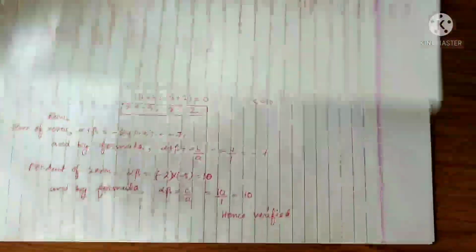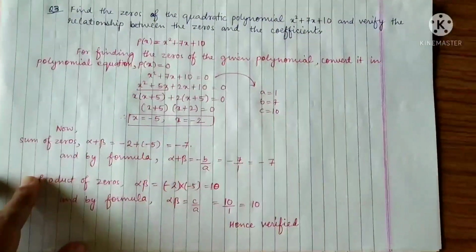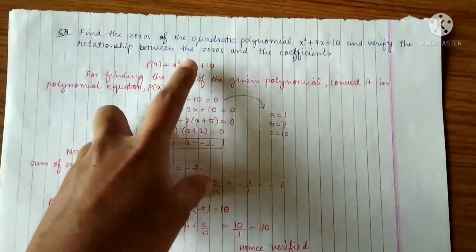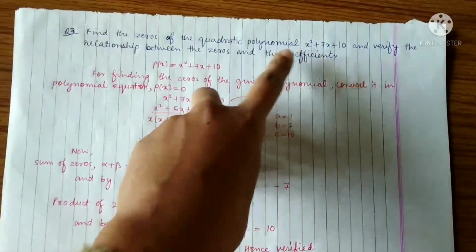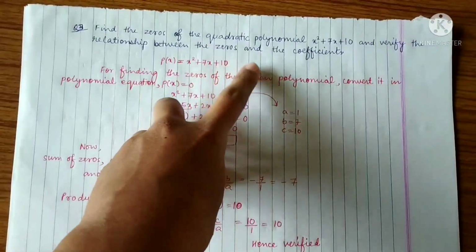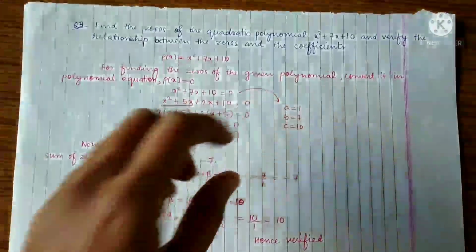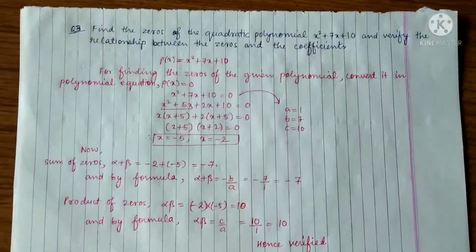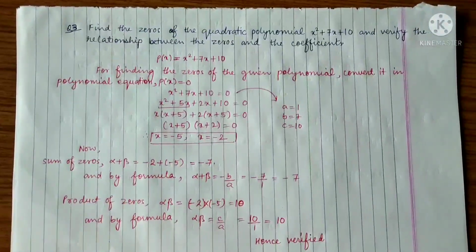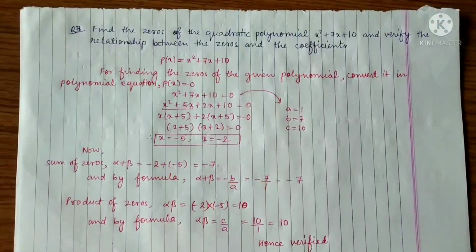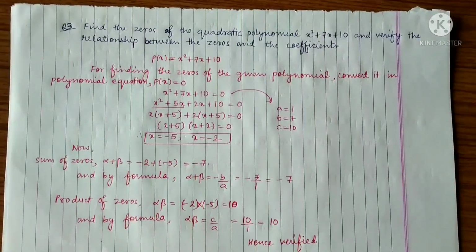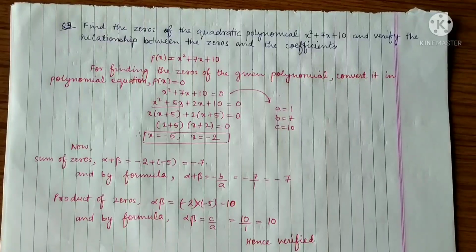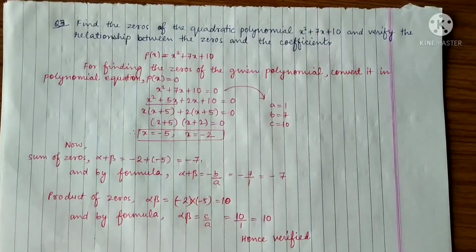Moving on further, our next question is, find the zeros of the quadratic polynomial x square plus 7x plus 10 and verify the relationship between the zeros and the coefficient. Firstly, in this question, we have to find the zeros of the quadratic polynomial, and secondly, we have to verify the relationship between the zero and its coefficient. For example, polynomial is given to you x square plus 7x plus 10.